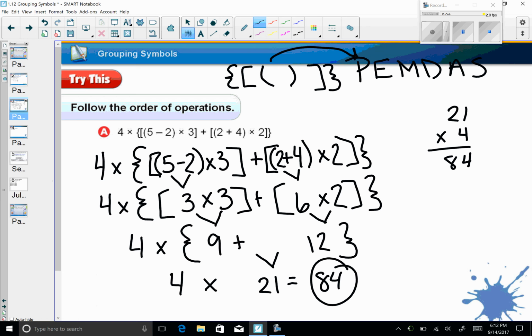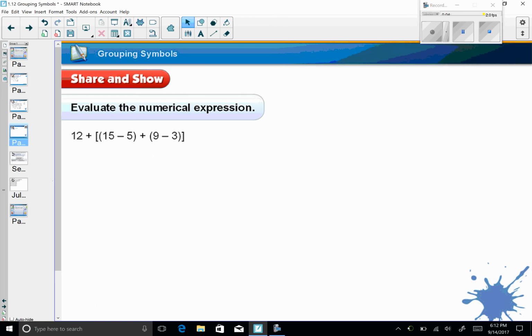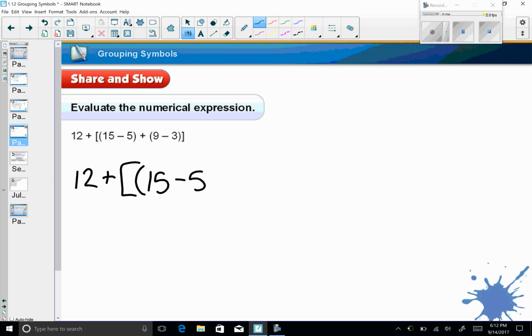So again, you can see how important it is that we keep our work organized and we pay attention to our symbols and bring everything down as we go. It's a process of elimination is one way to think of it. All right, so let's do one more together. Again, in this problem, I'm going to rewrite it. I do not see braces, but I do see my brackets.